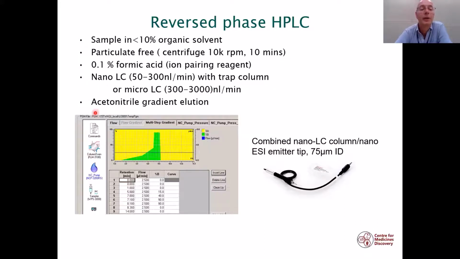And the gradient elution is acetonitrile. Here's a typical gradient. This is for a short elution run. So this is a nano LC column. It's a 75 micron ID column, and your electrospray emitter tip is built into the column, and this will plug directly into your mass spectrometry source.